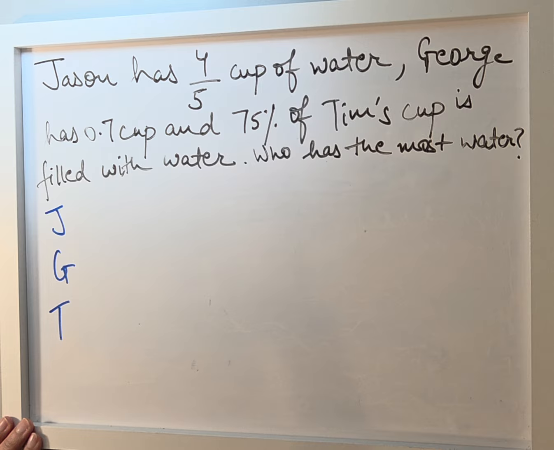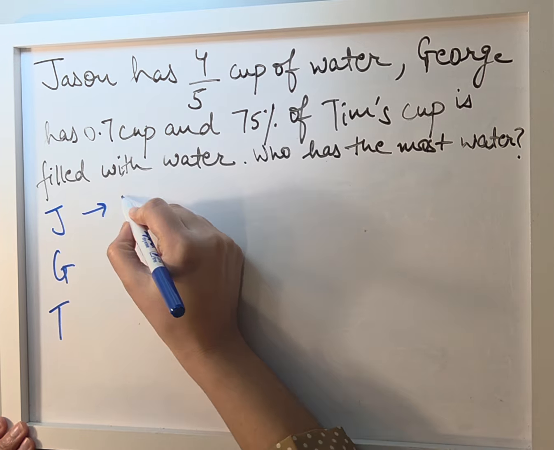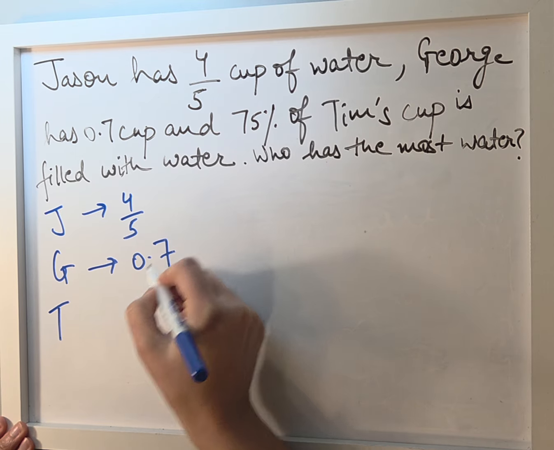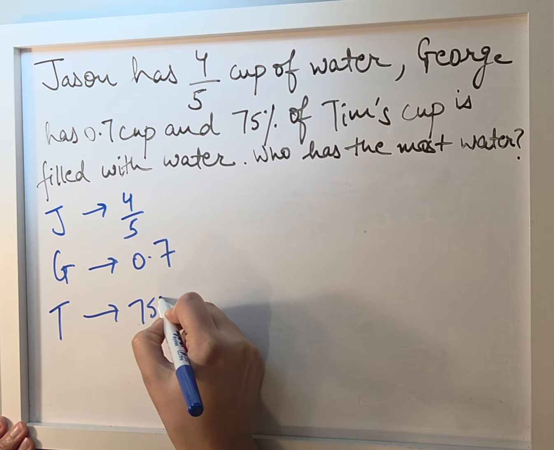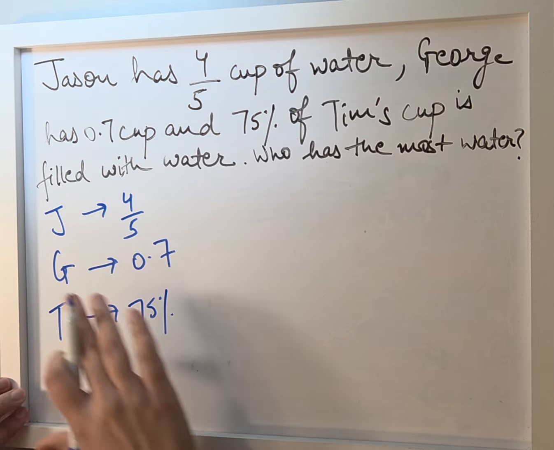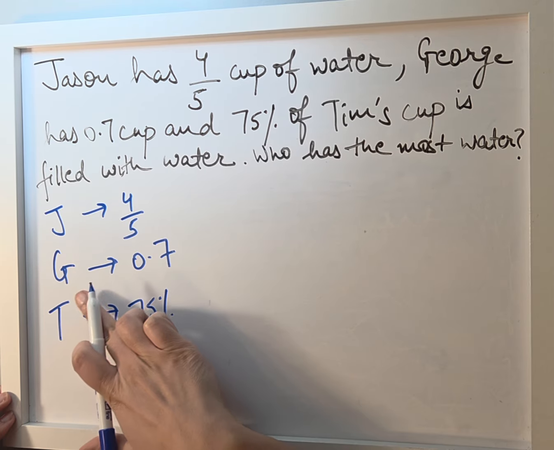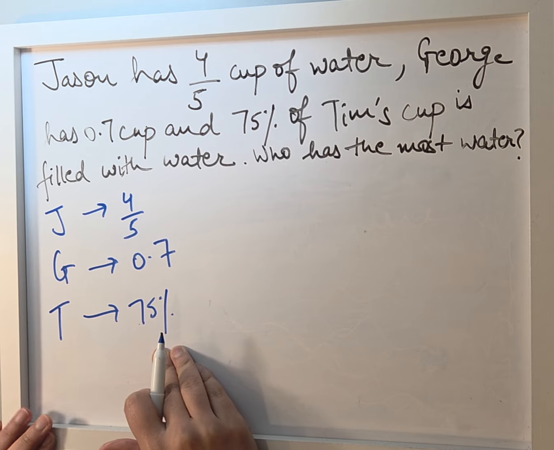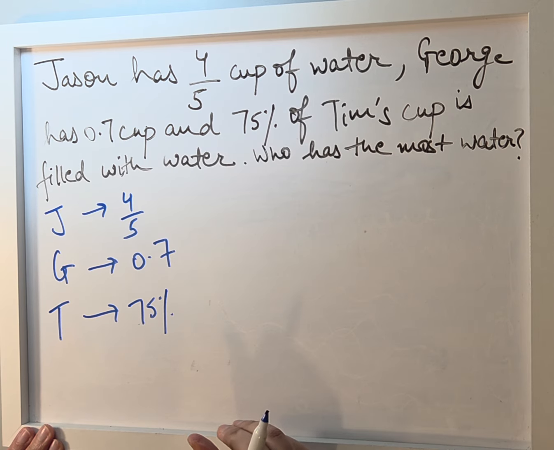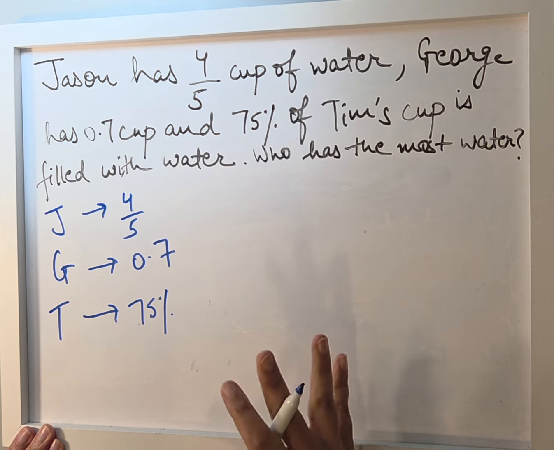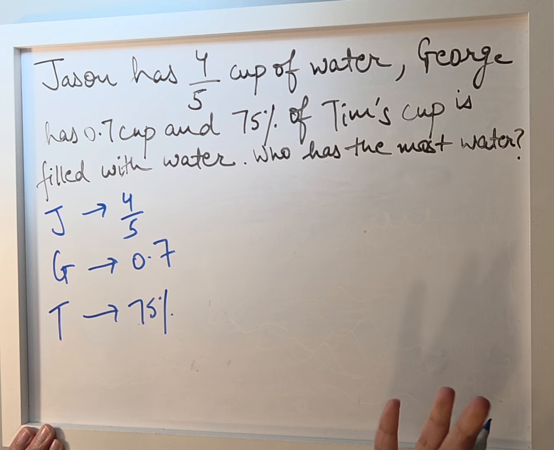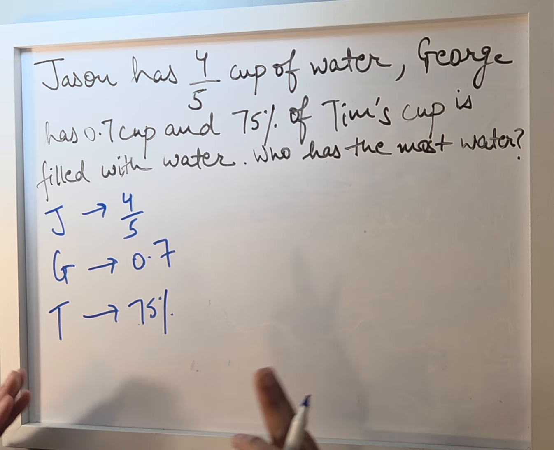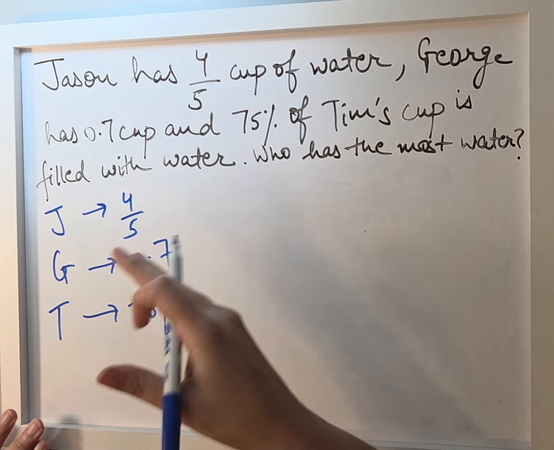Okay, so if we just write it as is, it's very difficult to compare because they all are in different formats. Jason's is in fraction, George has decimal, and Tim's quantity of water is given in percentage. So whenever we are given different formats to compare, the first step is to decide which format we will keep and convert the rest into that format.